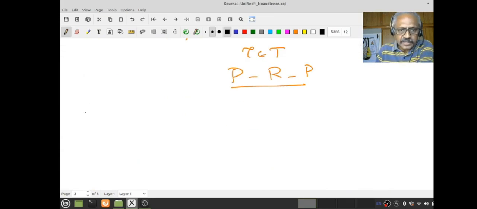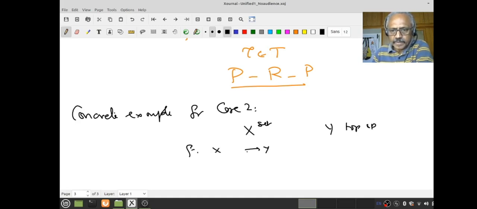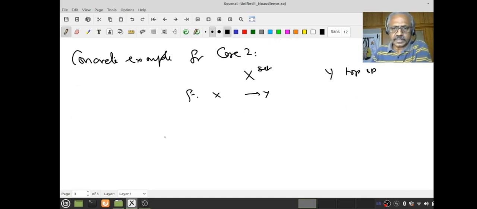Let's look at a concrete situation for case 2. What was case 2? X is a set, Y is a topological space, and f is a natural map from X to Y. What do I want? I want the smallest topology on X. Right? Such a thing occurs. Suppose tau_Y is a topological space. Now suppose X is just a subset of Y.